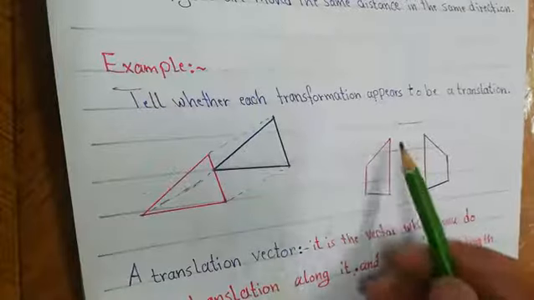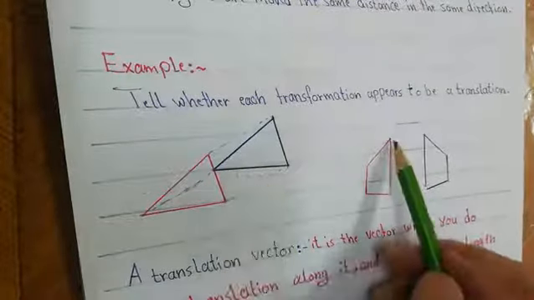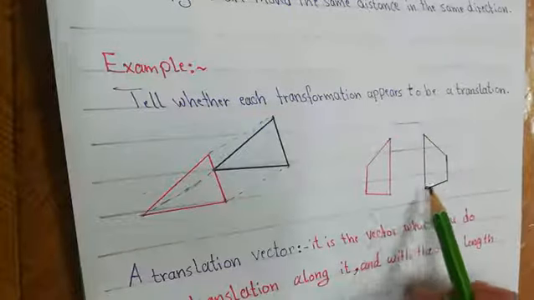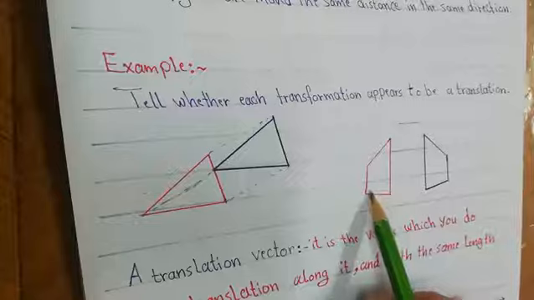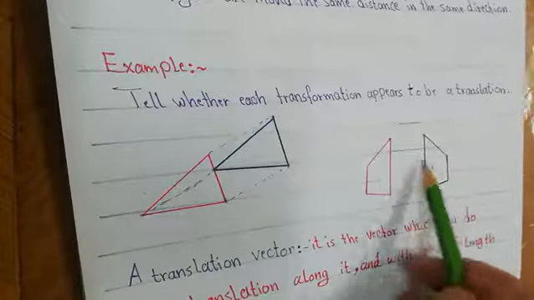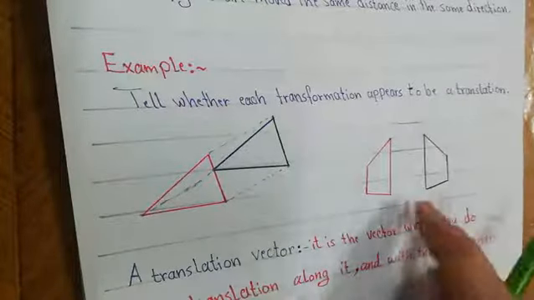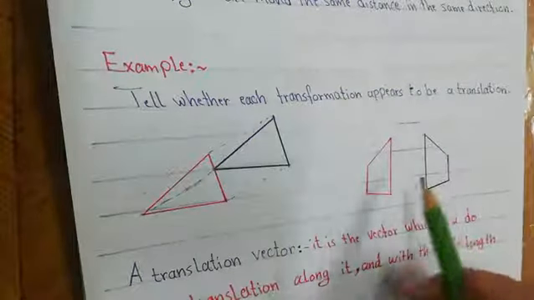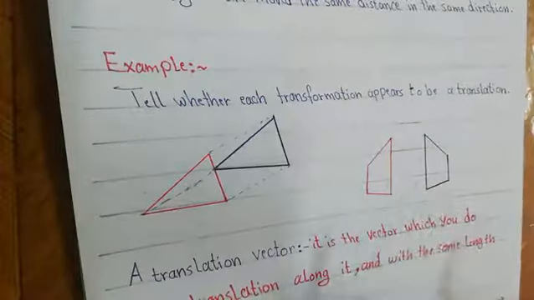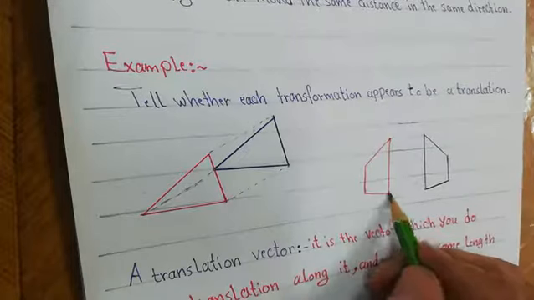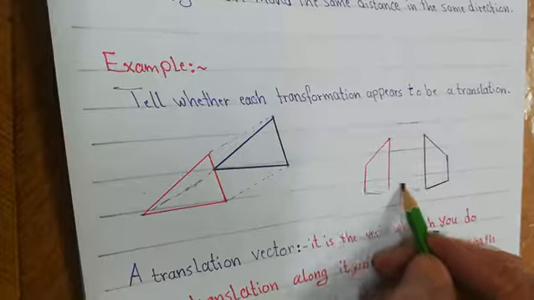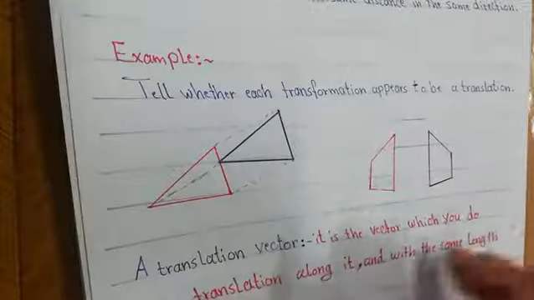Okay, and you can do the same thing as we did here. Draw from this to this, and from this to this, and from this to this, and from this to this. You will find all the line segments are parallel, but the distances are not the same. Look, this distance is different than this distance, so it is not a translation.